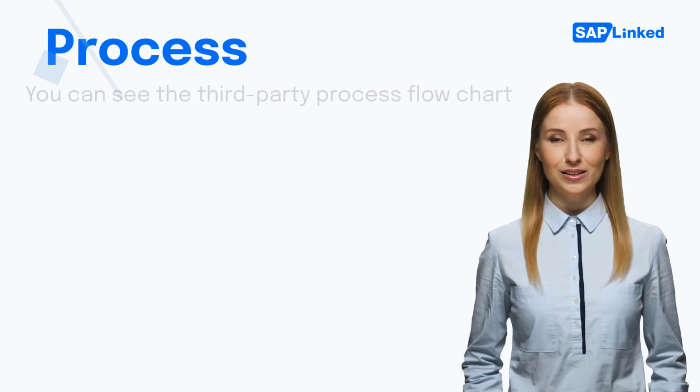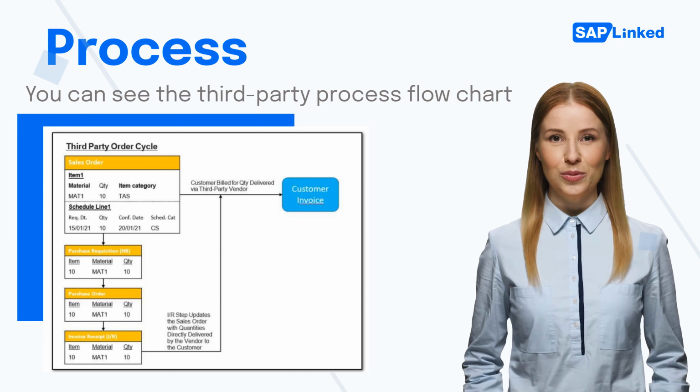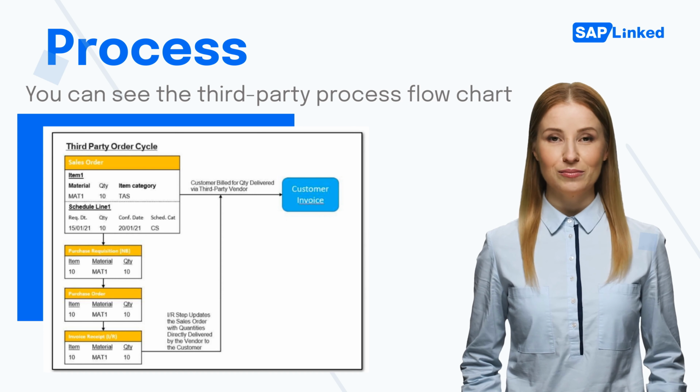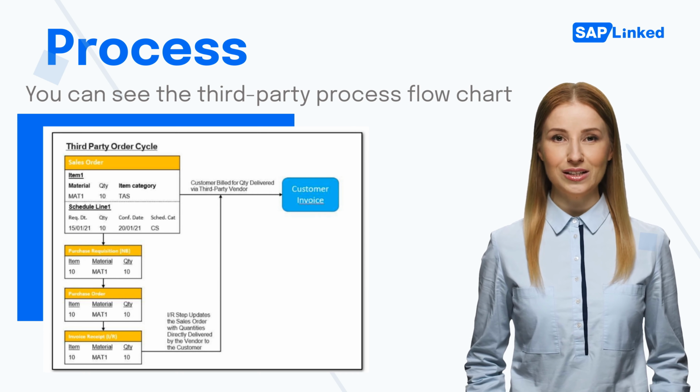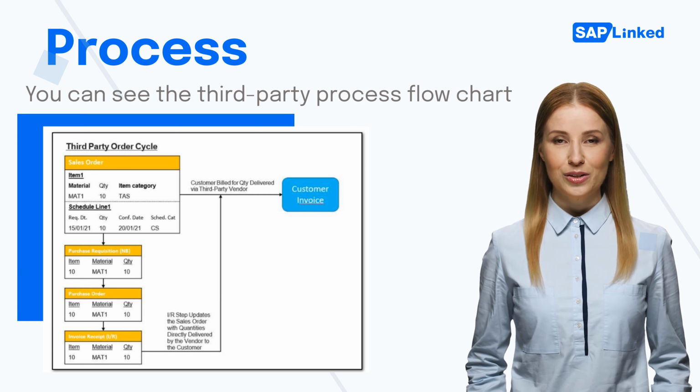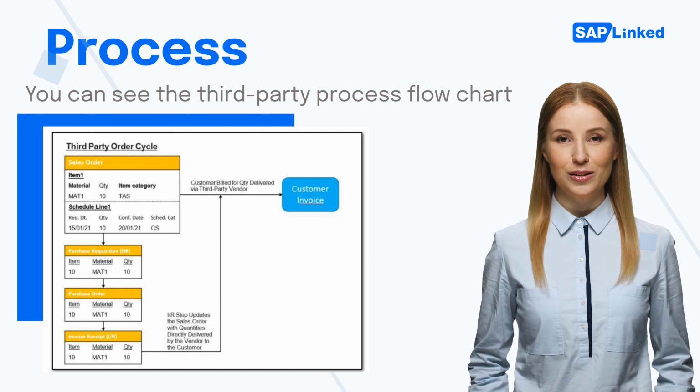The process begins when you create a sales order with a line item relevant for third-party processing. When you save the order, the purchase requisition is created automatically. The purchase requisition number is located on the Schedule Line tab of the line information. The delivery address matches the ship-to address on the purchase requisition document.